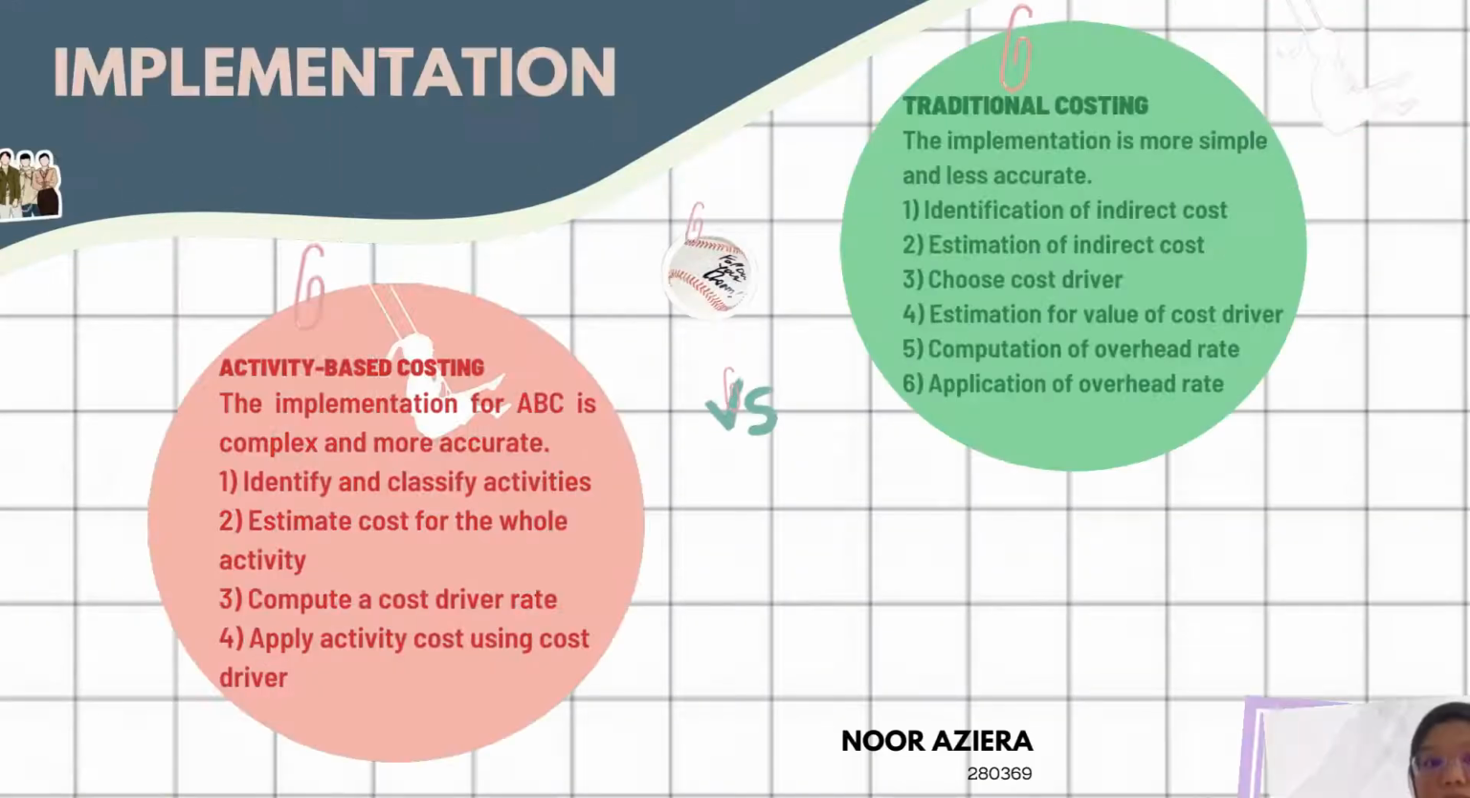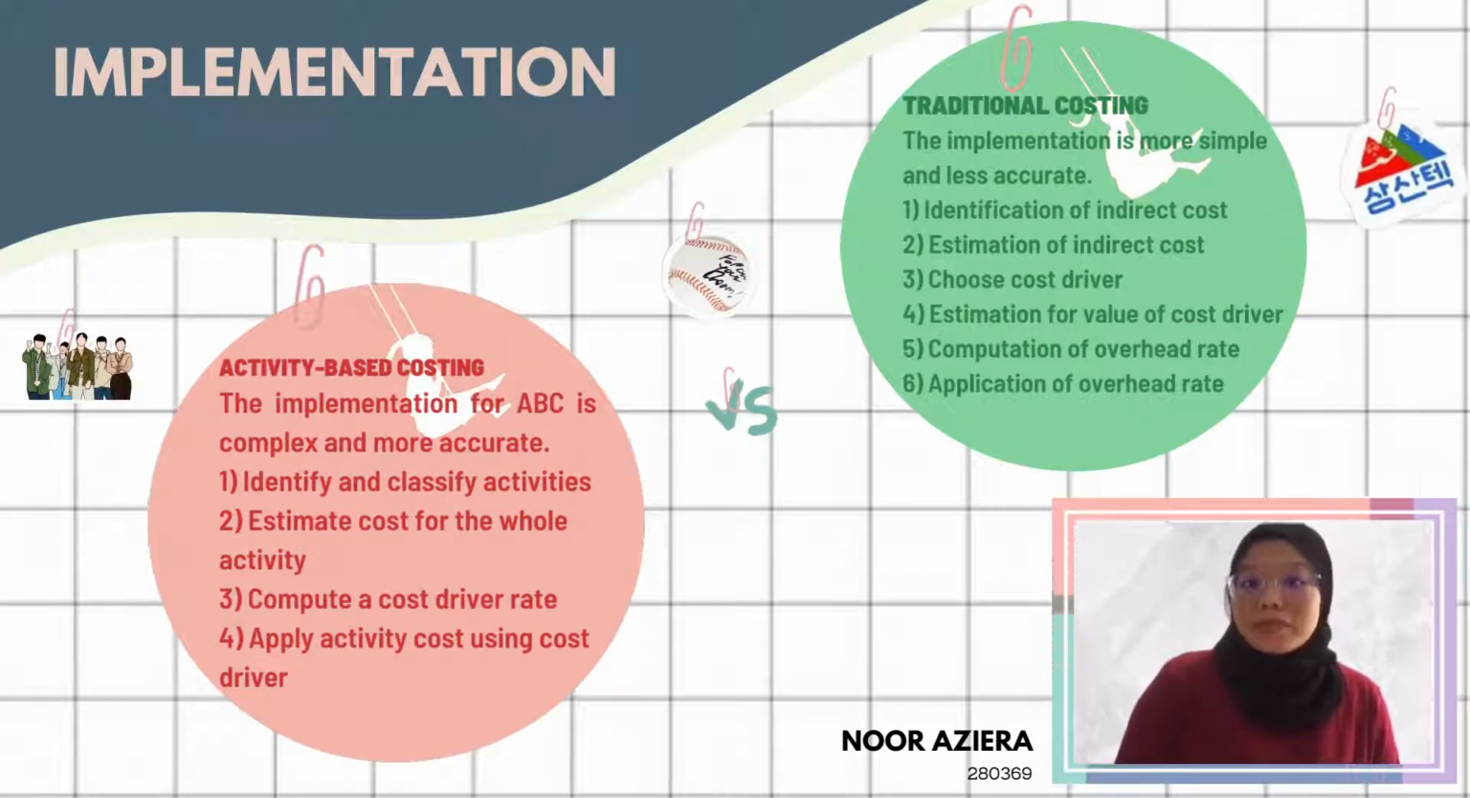The first one is implementation. Implementation for traditional costing is simple but less accurate. Under this method, they required 6 steps, which are identification of indirect costs, estimation of indirect costs, choose cost driver, estimation of value for cost driver, computation of overhead rate, and the last one is application of overhead rate.